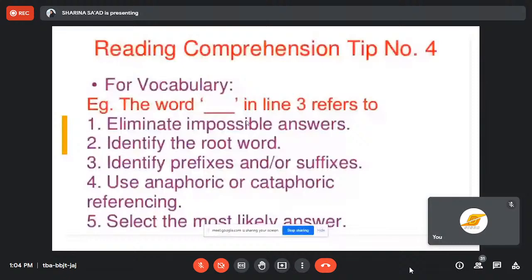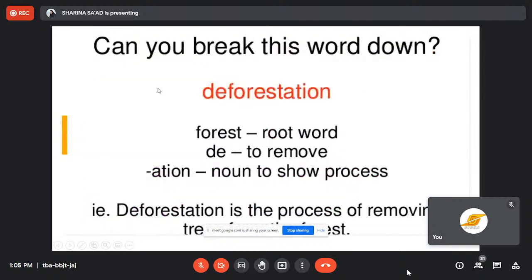Or maybe you can use this technique. You have to identify the root word. Do you know what a root word is? The root word is the word without the suffixes or prefixes. For example, establishment: the root word is establish. No ing, no ed. That is the root word. And then use anaphoric or cataphoric reference again. Select the most likely answer. You can apply this technique. This is tip number 4 to find the word meaning.